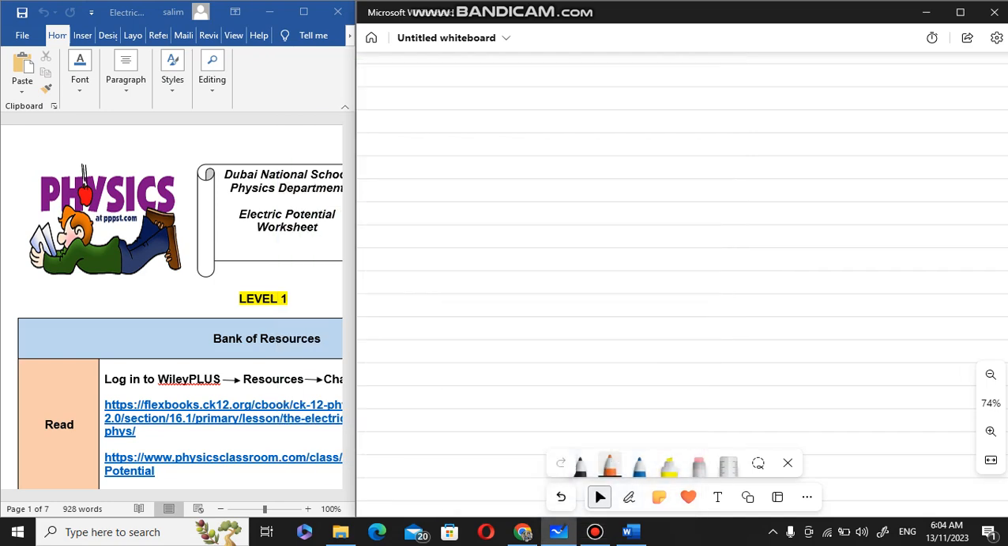Okay, so for this lesson, which is called the electric potential and potential energy, we have the following. Let's say that we have two plates: one of them is a positive plate and the other is a negative plate. We know that field lines exit from the positive plate and enter the negative plate.